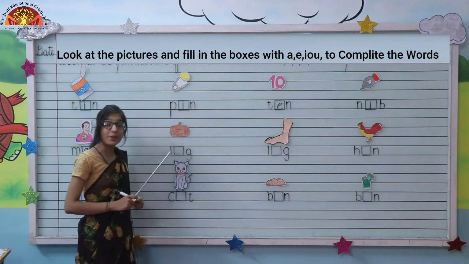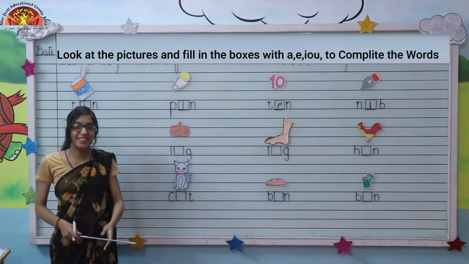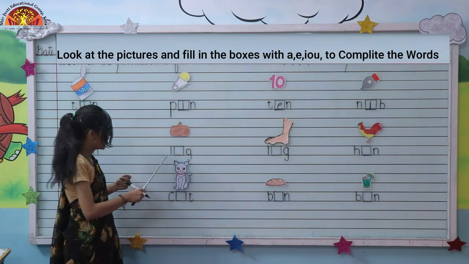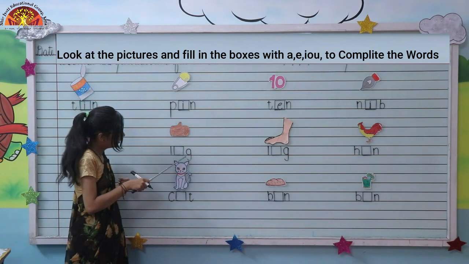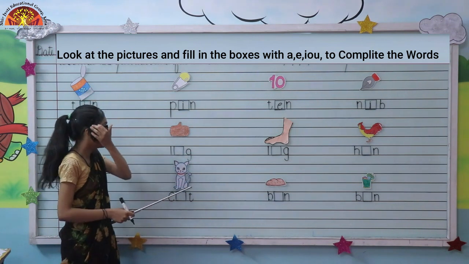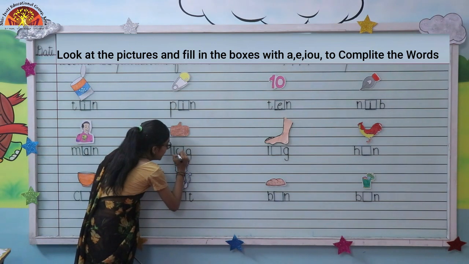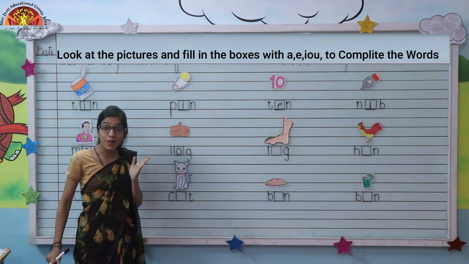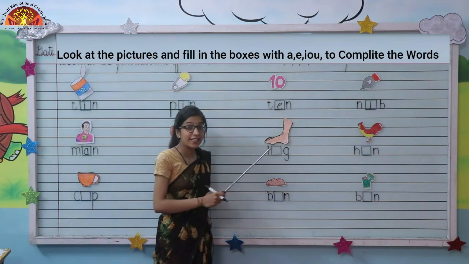Now tell me, which picture is this? Yes, this is a picture of log. The spelling of log is L-O-G, log. L, here you have to write O, G is already written over here. So we have to write O here to complete this spelling. L-O-G, log.